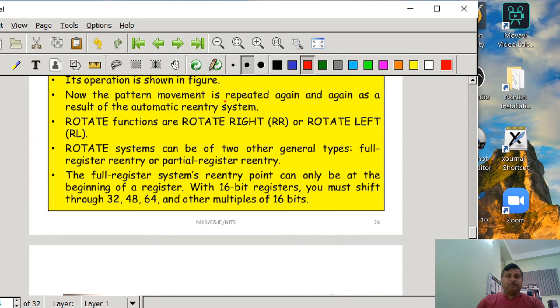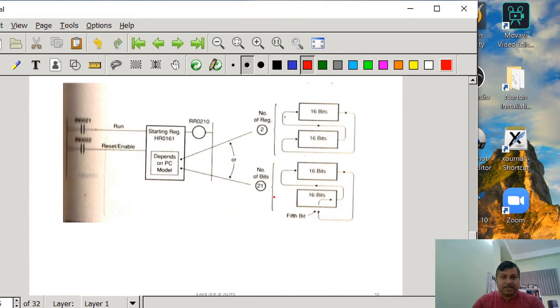Now the pattern movement is repeated again and again as a result of the automatic re-entry system. Rotate functions are rotate right, that is RR, or rotate left, that is RL. Rotate systems can be of two other general types, that is full register re-entry or partial register re-entry. In the full register system, the re-entry point can only be at the beginning of the register. With 16-bit registers, you must shift through 32, 48, 64 and other multiples of 16 bits. So now let us understand.